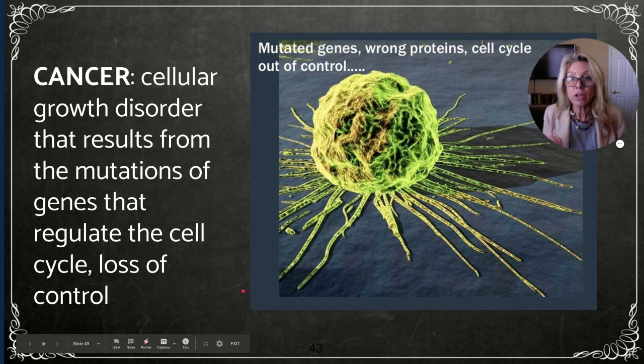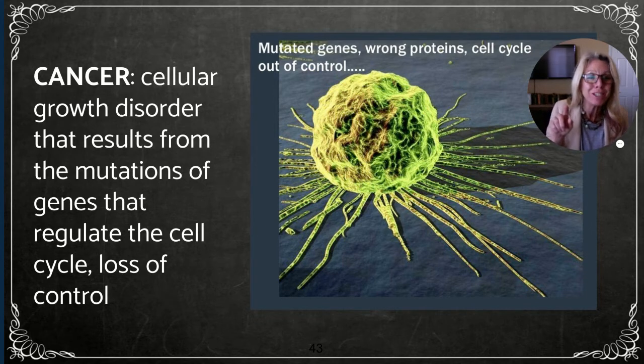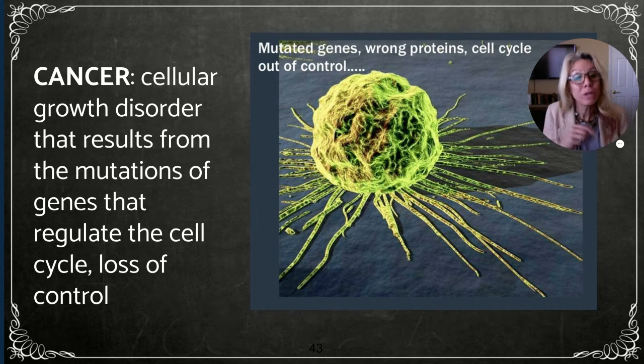So cancer is a cellular growth disorder that results from mutations. You have a mutated gene, so it codes for wrong proteins, and these wrong proteins are telling your cell cycle. Remember the cell cycle? Do you remember G1, S, G2, mitosis, cytokinesis, right? It's telling you to go through the cell cycle when you shouldn't. And so they're out of control.